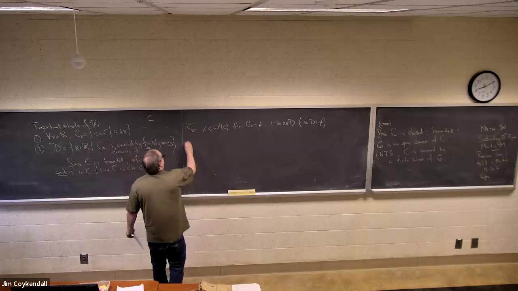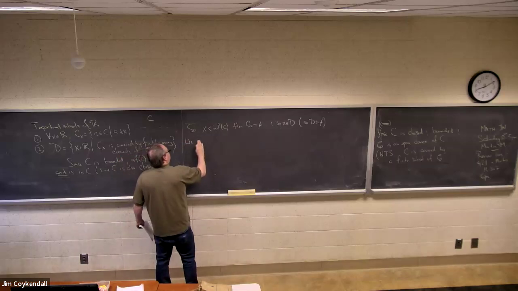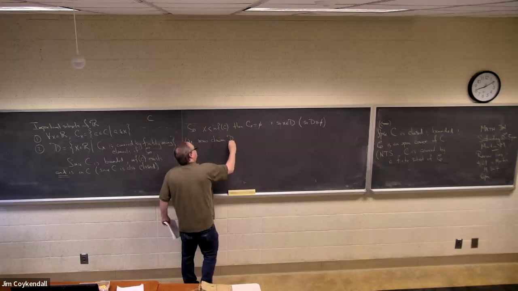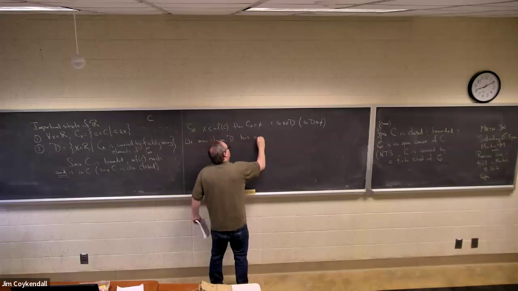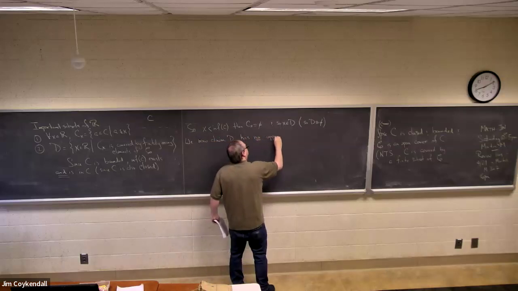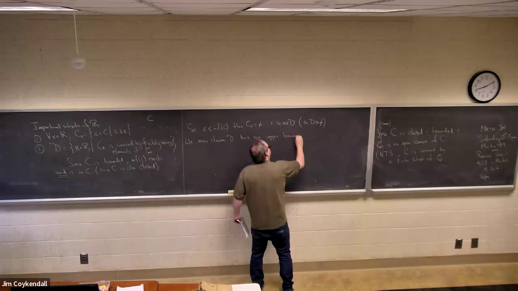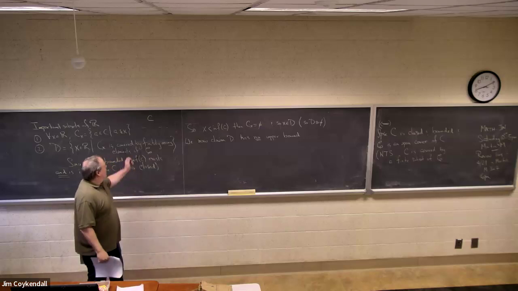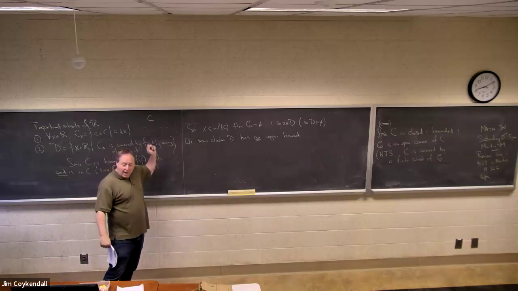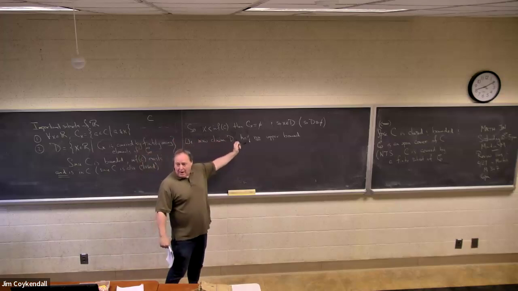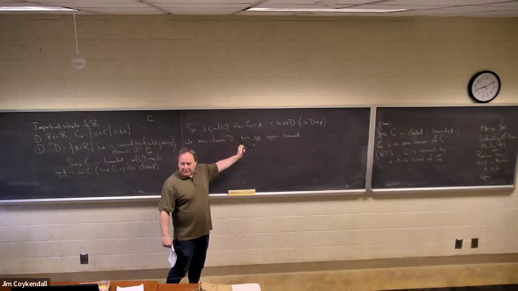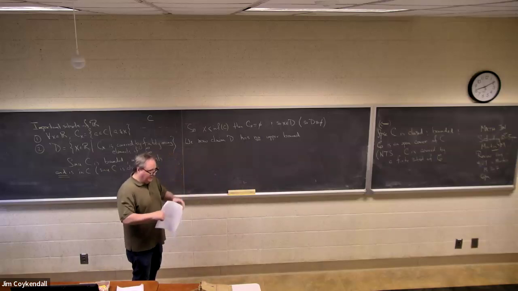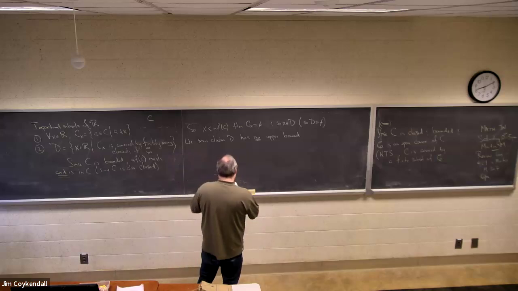Now, D has no upper limit. So no matter how far I go to the right, there's always going to be something in D that's even further to the right. So that's what I mean by it has no upper bound. Let's try to prove that this is true.